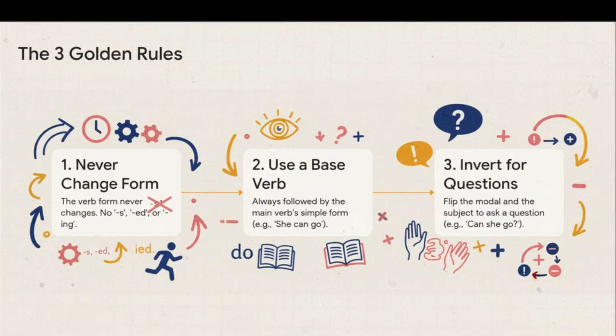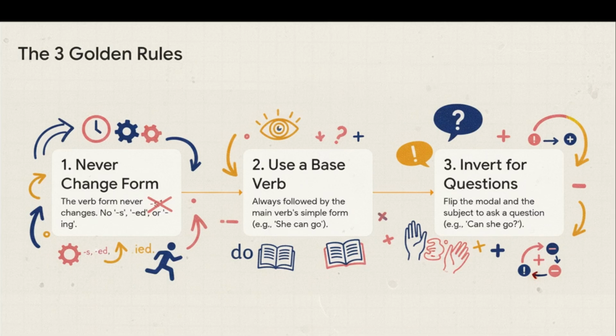And here they are, the 3 golden rules that make everything so much easier. Rule number 1, they never change their form. No S, no ED, no ING. It's always can, never cans. Easy. Rule 2, they're always followed by the basic simple form of a verb. We say, she can go, not she can to go.